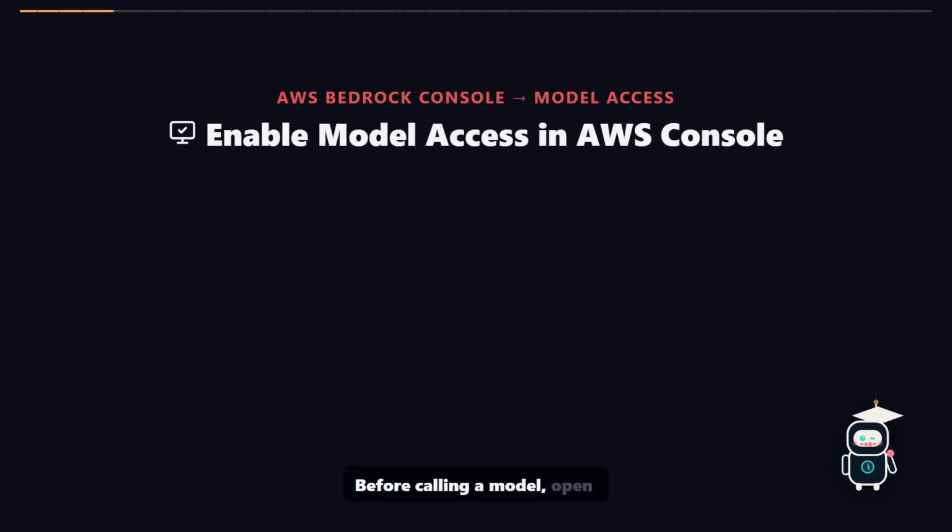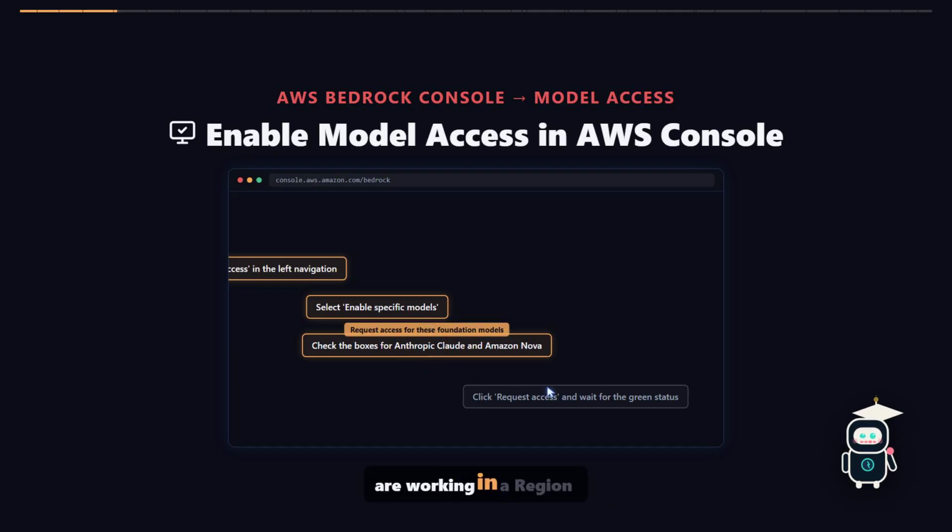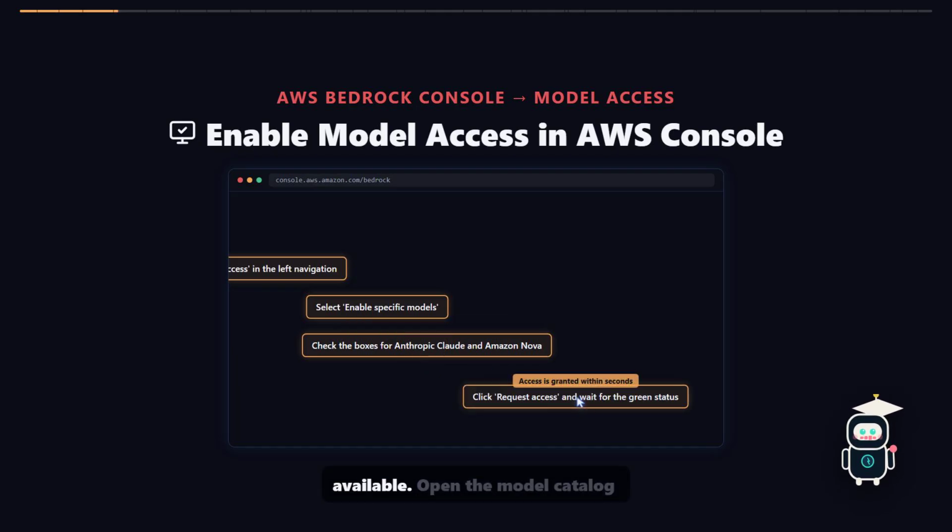Before calling a model, open Amazon Bedrock in the AWS console and confirm that you are working in a region where your selected model is available. Open the model catalog and choose a model that supports the Converse API. For this demonstration, you can use a supported Anthropic Claude or Amazon Nova model. Depending on the model provider and your AWS account, access may already be enabled. Some models may require you to accept provider terms, complete a use case form, or activate access through AWS Marketplace.